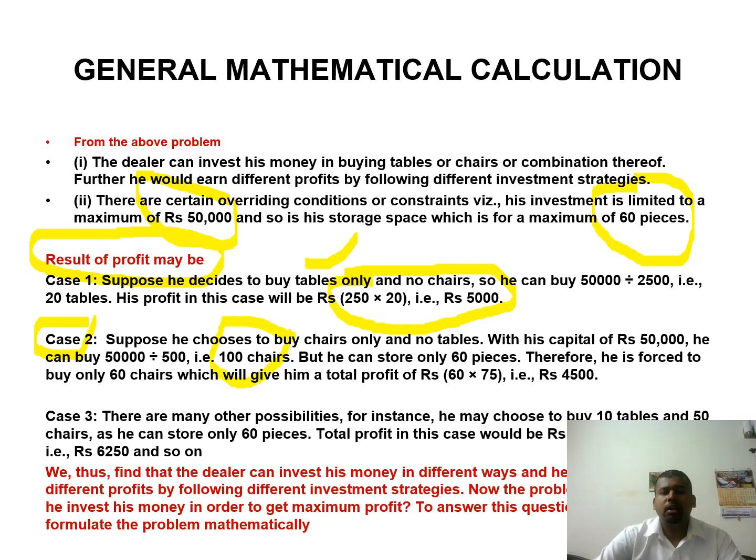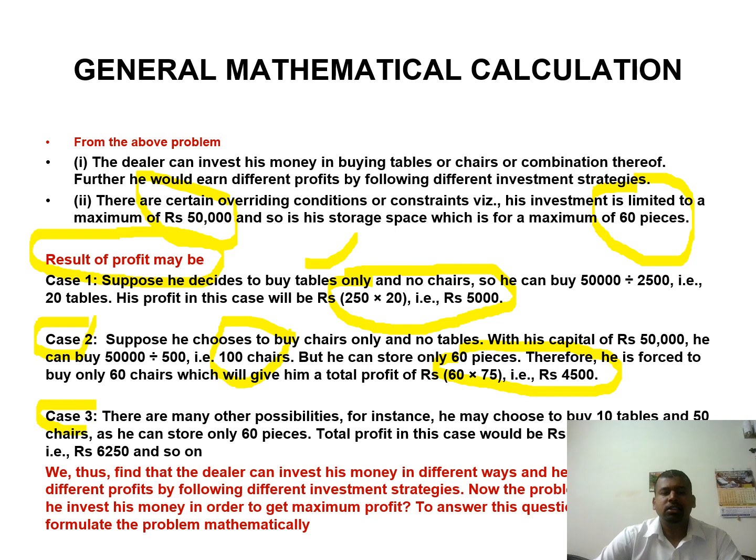But in this problem the storage allocation has been given only for 60 pieces, so he can prepare only 60 chairs. The remaining 40 chairs cannot be kept in the store space. So 60 into 75, when you multiply, in case number 2 he is getting a profit of 4,500 if he focuses only on chairs and not on tables. This is the second case of profit arising from the given information.